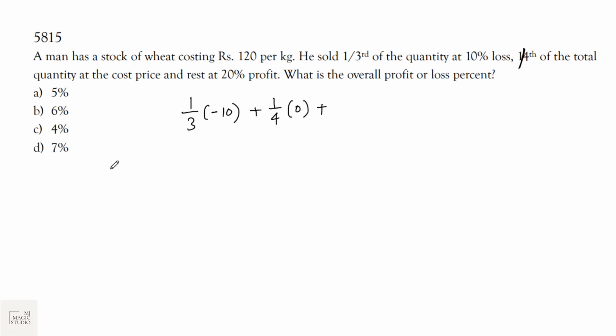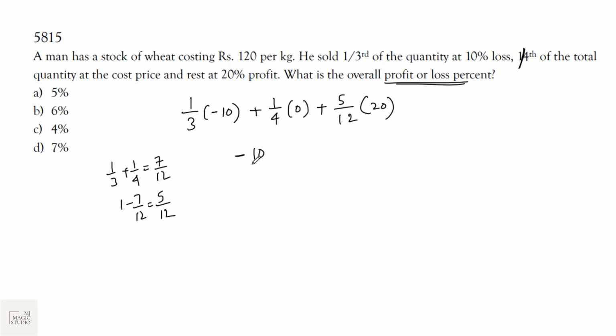And the rest, now rest is how much? 1/3 plus 1/4 is 7/12. 1 minus 7/12 is 5/12. Left with 5/12 part of the wheat. Rest is sold at 20% profit. So if we solve this, we can get the overall profit or loss percent. This would be minus 10 by 3 plus 0 plus 25 by 3, that would give us 15 by 3 or 5% overall profit. Option A is the pick.